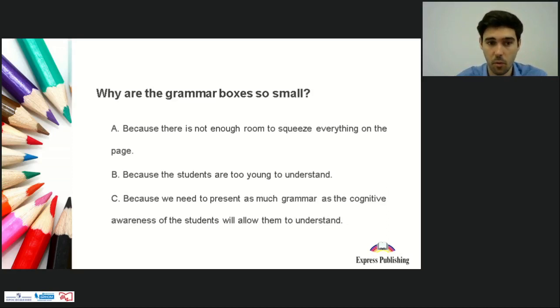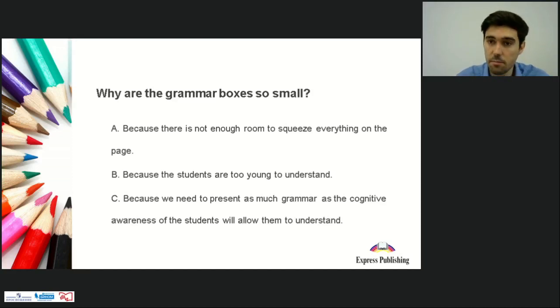If for example, we explain to our students the present continuous, and we explain that the present continuous is used for actions happening now or for future arrangements, our primary students will not understand this kind of concept. We need to be able to explain the grammar in a way that they will actually be able to understand. So this is why our answer will be more C, because we need to present the grammar in a way that matches the cognitive level of the students.